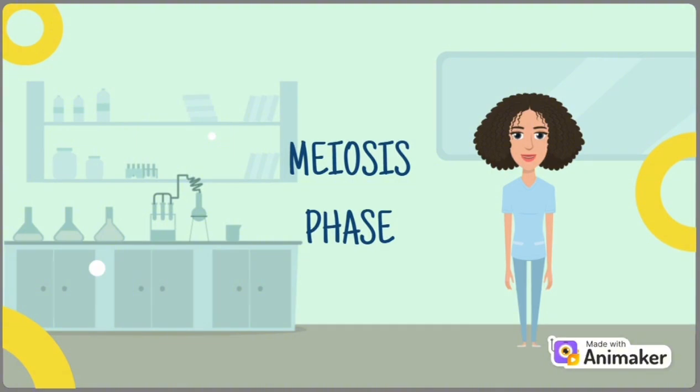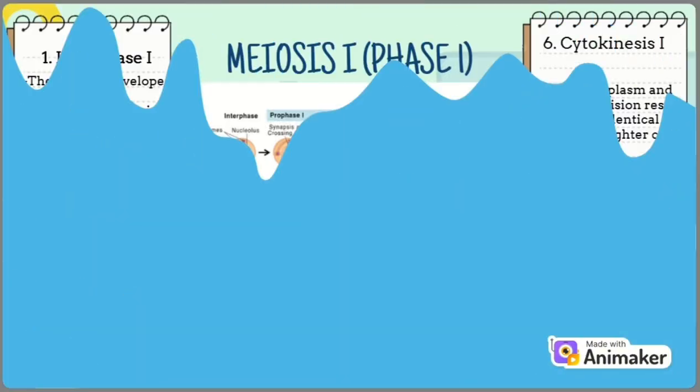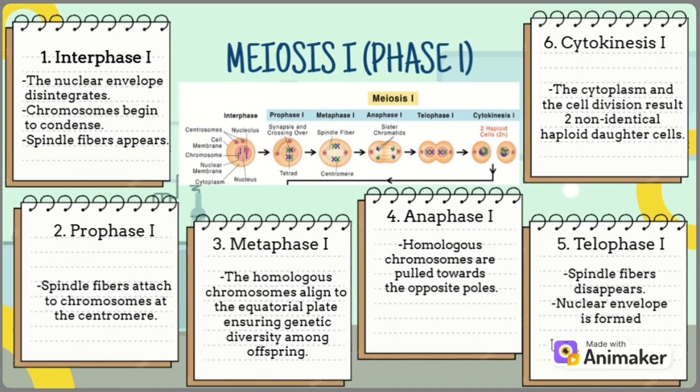Meiosis phases. Meiosis has 2 phases. Meiosis I, interphase 1. The nuclear envelope disintegrates, chromosomes begin to condense, and spindle fibers appear.